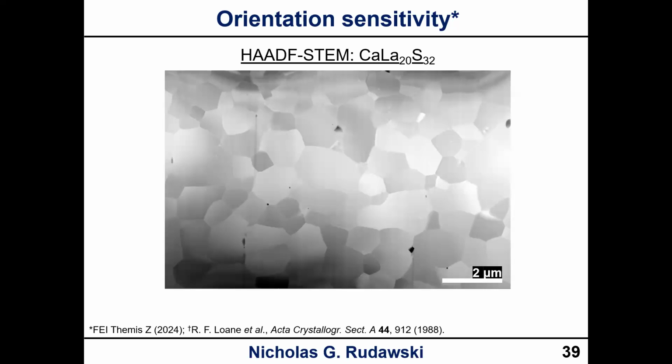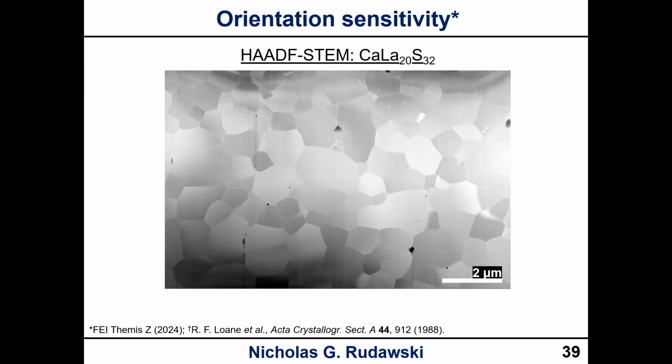With HAADF, it's important to consider the variables that are incorporated into this, and one of them is orientation sensitivity. Depending on how the beam travels through the material, that's going to impact what we see. This is true at a fairly coarse scale, which this would be micro scale. This is calcium lanthanum sulfide, and all of these grains are the same composition, but they're oriented differently, so some of them are brighter than others. The brighter ones are probably where you have stronger channeling of the electron beam through the grain.